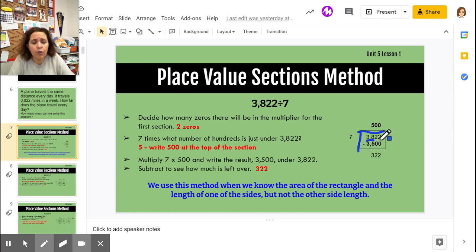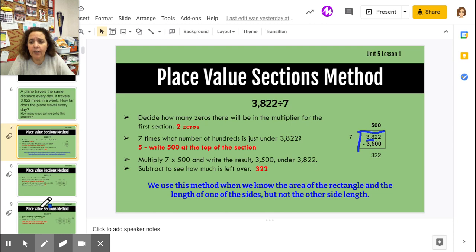And then I still have two numbers here, the two twos that I didn't touch. So those have to be zeros. So I'm going to put 2 zeros there, and 2 zeros there. So 7 times 500 is 3,500. And then I subtract, and that gives me 322. Because 7 times 500 is 3,500, and that gives me 322.